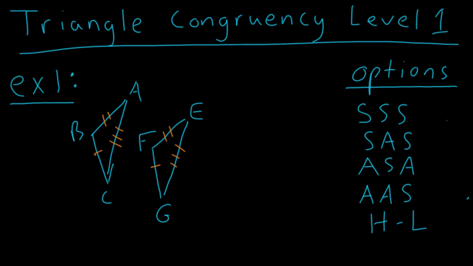Alright, and welcome to Triangle Congruency, Level 1. Now, in this very first example, notice that we have two triangles. What we have is triangle ABC, and we have triangle, looks like EFG.